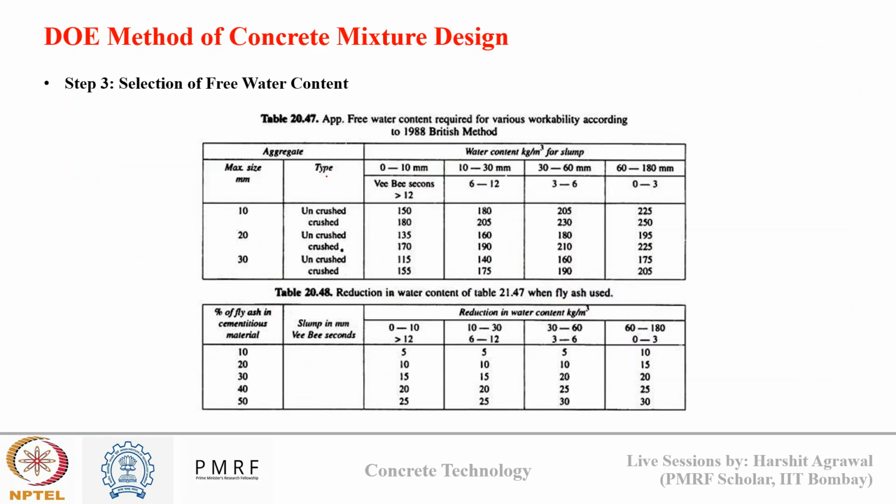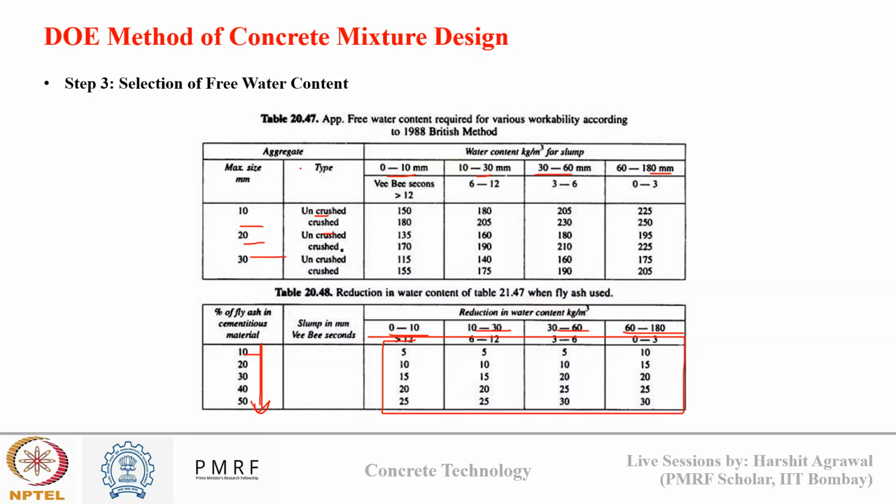Now the next step is determining the free water content. For this again we have two tables. In the first table we have the maximum aggregate size and the type of aggregate, and for the known value of slump, we can choose the required free water content. In the second table we have the reduction factors to free water content when fly ash is used. Why are we reducing water content when we increase the fly ash proportion? Because of the ball bearing effect of fly ash. For different slumps of concrete and different percentages of fly ash added, this table determines how much water content we need to reduce.